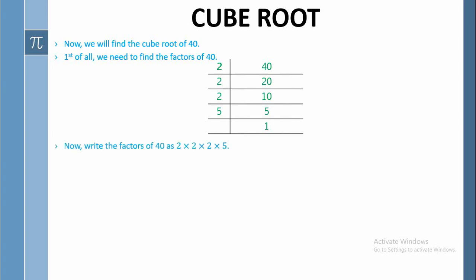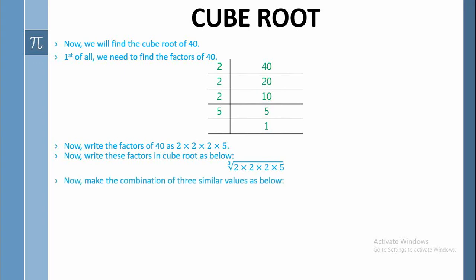Now write the factors of 40 as 2 by 2 by 2 by 5, and you need to write these prime factors under the sign of cube root, and the cube root would be written like this, 2 by 2 by 2 by 5. We can make a combination of three similar values, and those three similar values are 2 basically here. So we can write it as under cube root 2 by 2 by 2 can be a combination of three similar values, so we can make it like this, while 5 will remain under cube root because it doesn't have any other 5 values to be paired with or to make a combination.